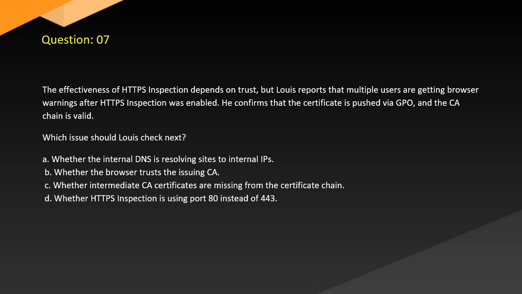Question 7. The effectiveness of HTTPS inspection depends on trust, but Louis reports that multiple users are getting browser warnings after HTTPS inspection was enabled. He confirms that the certificate is pushed via GPO and the chain is valid. Which issue should Louis check next? A. Whether the internal DNS is resolving sites to internal IPs. B. Whether the browser trusts the issuing CA. C. Whether intermediate certificates are missing from the certificate chain. D. Whether HTTPS inspection is using port 80 instead of 443.